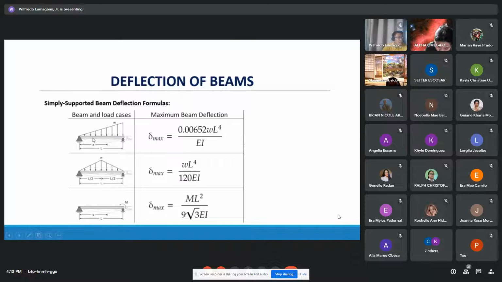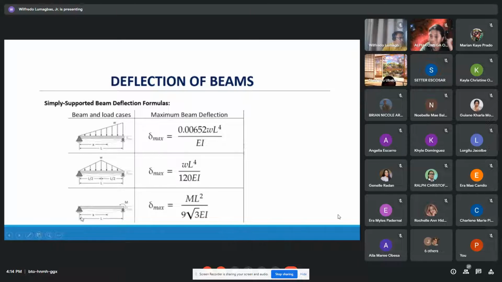The next load case is a triangular load. We have a distance L, and the maximum deflection is at x. The formula for maximum deflection is equal to 0.00652 WL to the fourth all over EI. And for another triangular load, the maximum deflection is at the center of the beam, and the formula is equal to WL to the fourth all over 120 EI.